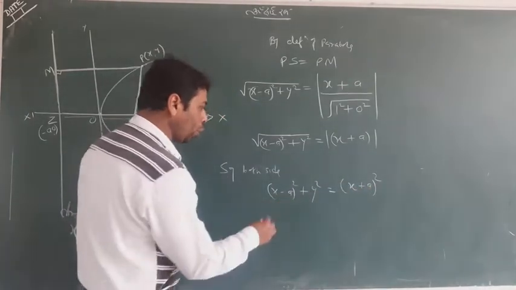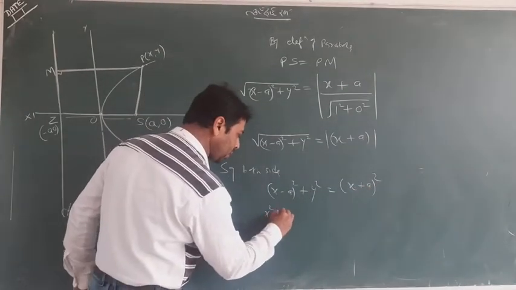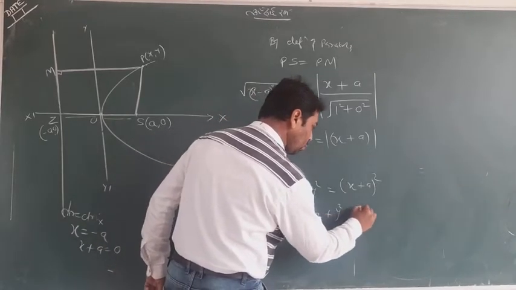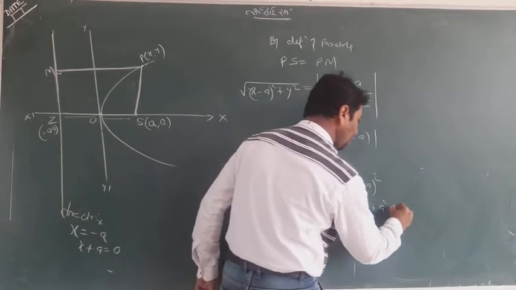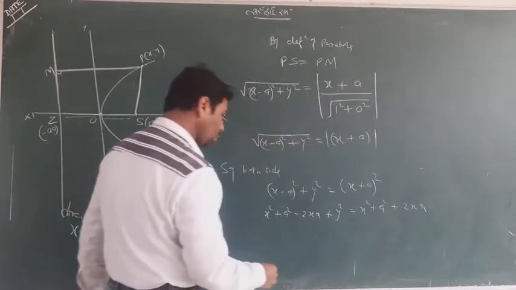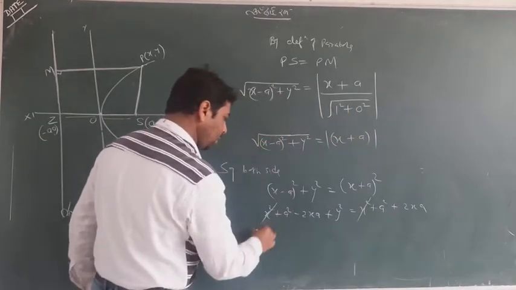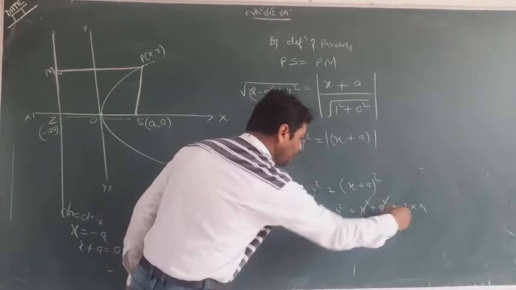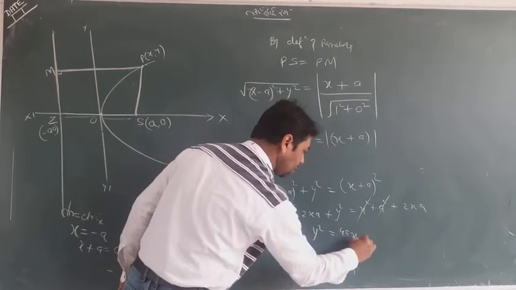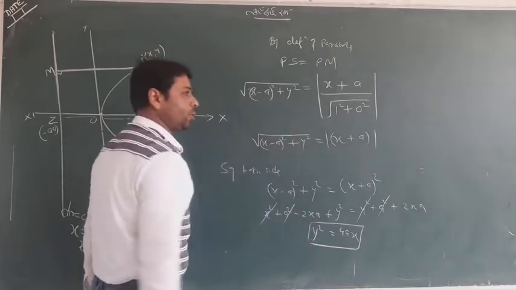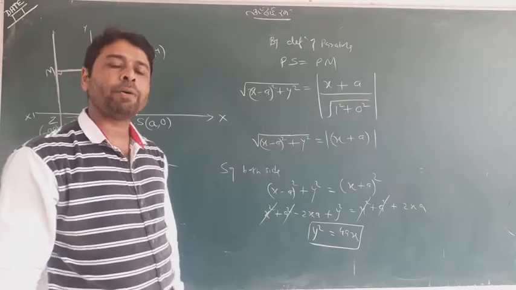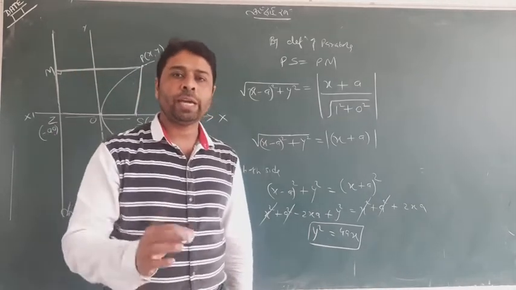Now open it all the way: (x minus a) whole square is x square plus a square minus 2ax, plus y square, equals x square plus a square plus 2ax. Now what will cancel? These two cancel and these two cancel. I think we have reached the answer: y square equals 2ax plus 2ax, which is 4ax. What you have obtained is the most fundamental formula you will see for the parabola, y square equals 4ax.